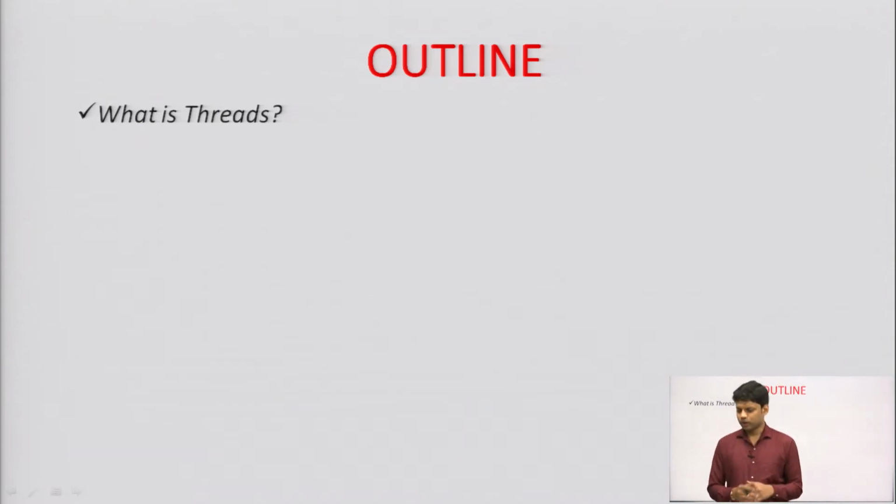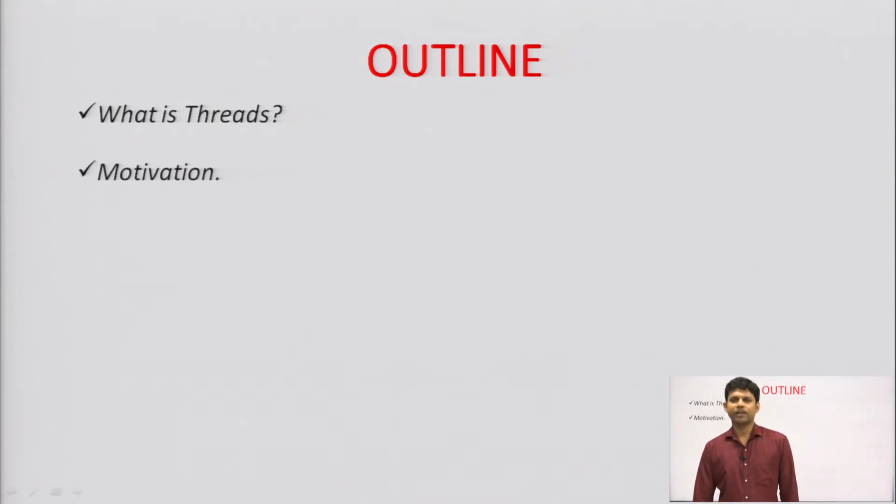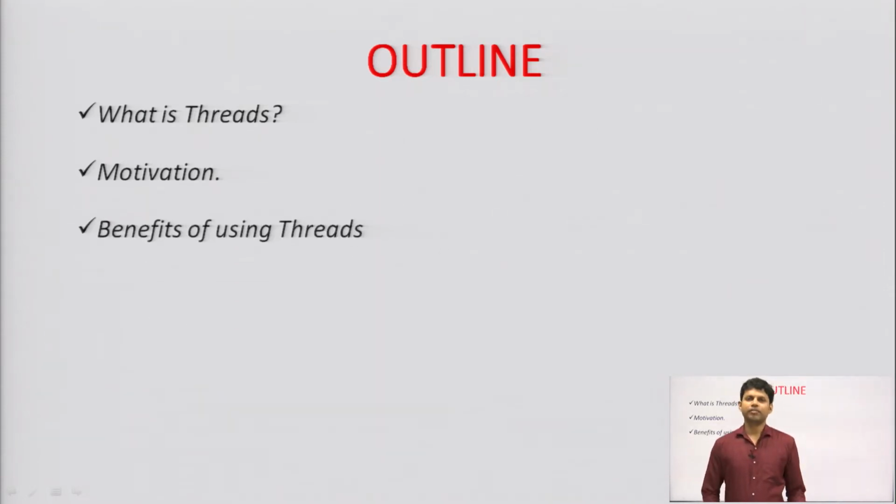Then we will see the motivation behind using this thread architecture, or you can say multi-threaded architecture, or multi-threaded models. Then we will see the benefits of using threads. First, the motivation is why we have moved from a single process system to a multi-threaded system, and then what benefits we get when we are using threads.